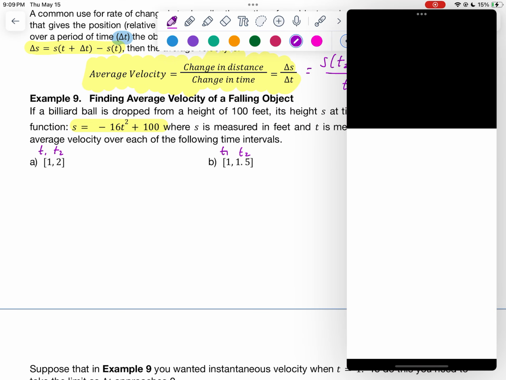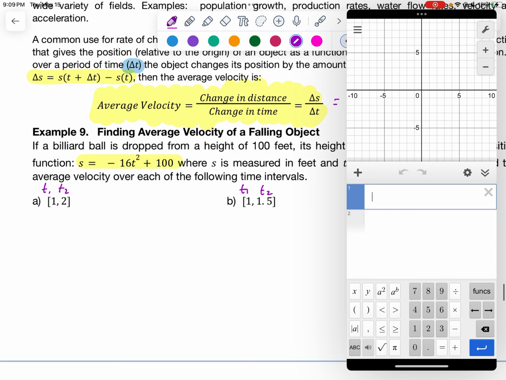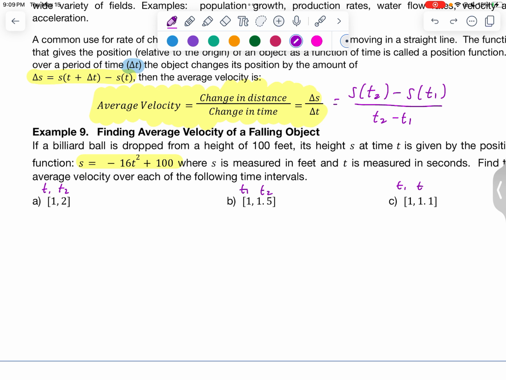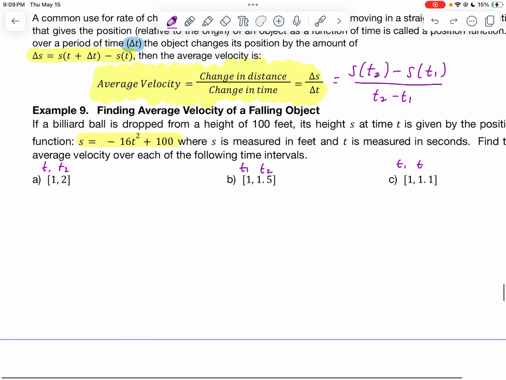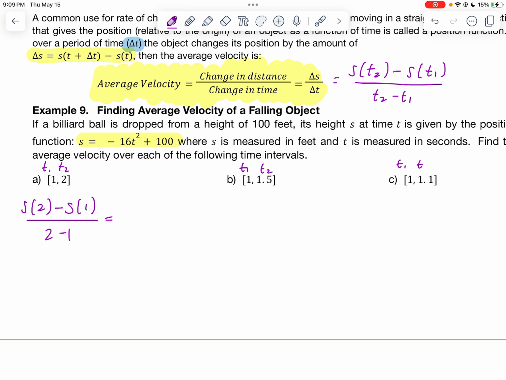Okay, there you go. All right, let's get started. I'm going to plug these t values into my function. So here I'm going to have s of 2 minus s of 1 all over 2 minus 1, and the 2 and the 1 go into this function right here.